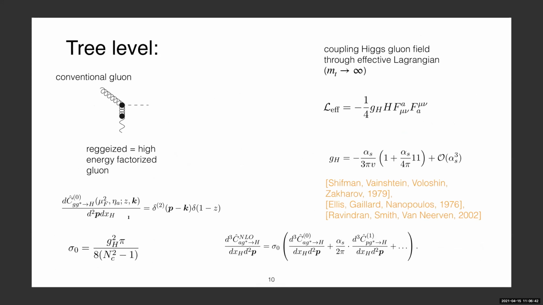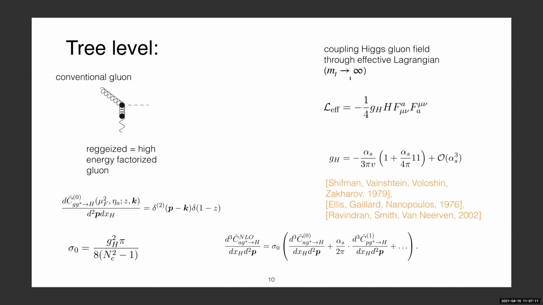The leading order piece is simply defined by some general coefficients, which give us some numbers, and then there's a delta function. It tells us that the transverse momentum of the Higgs particle is equal to the transverse momentum that comes from the high energy gluon. And then we describe Higgs production using this effective Lagrangian, which is the top loop. You all know that the gluon couples through a top loop to the Higgs particle.